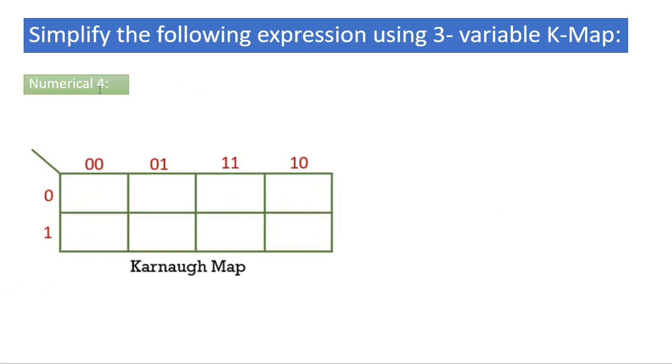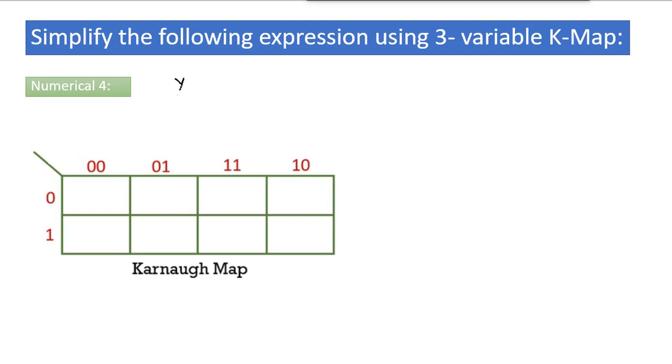Coming to the next numerical, that is the last one, which says y is equal to summation m 0, 2, 3, 4, 5, 7. I will consider this as A, B, C. So let me map the minterms. So this is 0, 0, 0. 0, 1, 0 is 2. 0, 1, 1 is 3. 1, 0, 0 is 4. 1, 0, 1 is 5. And this is 7.